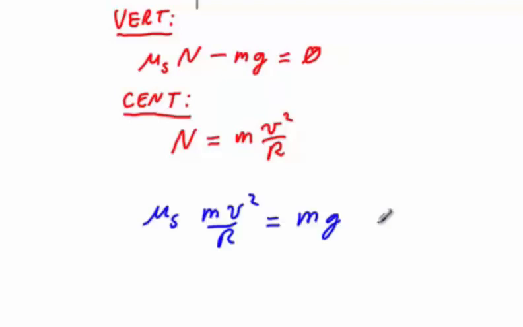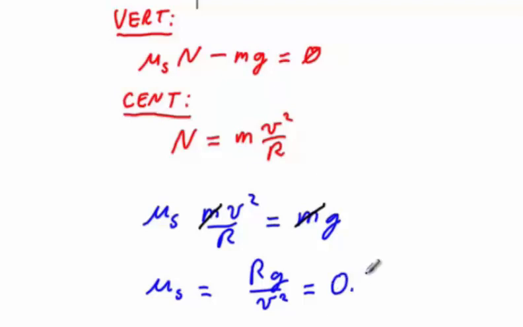Here, for convenience's sake, I've moved the mg term to the right-hand side of the equal sign, because that also allows us to see very simply what the cancellation is. The cancellation is that the mass drops out of this equation, so that rather than this being an equation in 2 unknowns, it is in fact an equation in only one unknown, that's mu s, and we can solve for mu s rather simply. Mu s is rg over the velocity squared, and plugging in the values we get the numerical result, 0.1.